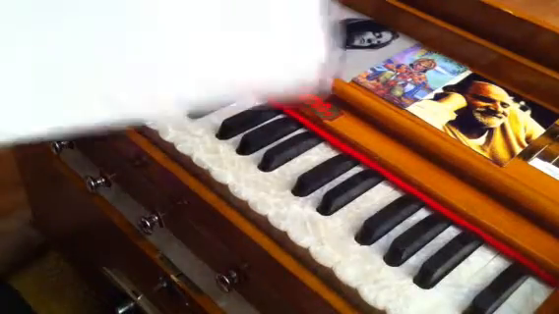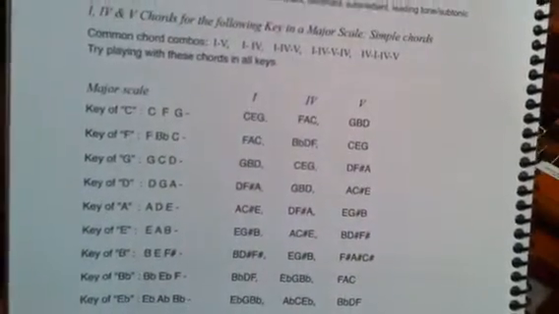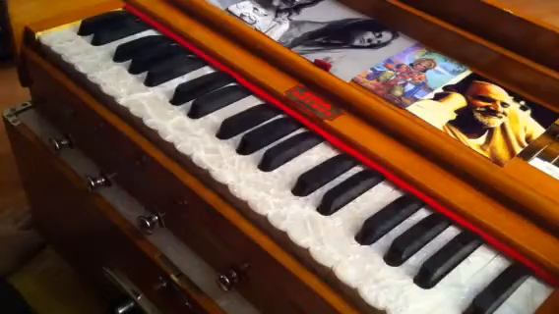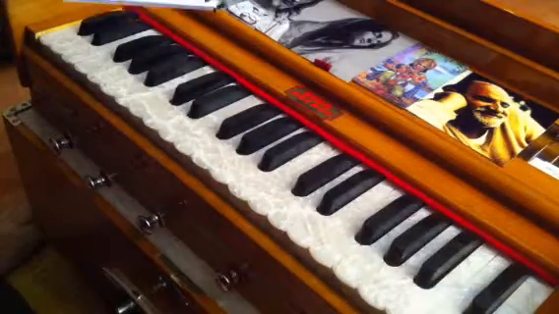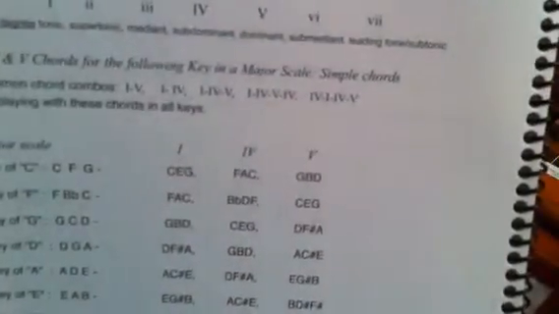Okay, today I'm going to go over pretty much what I have on page 36 and 37. Here I have all the scale degrees, but on these two pages I just have the major scales' chords for the first, fourth, and the fifth. So we're just going to go through that.